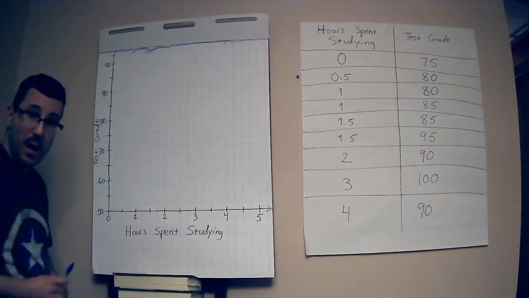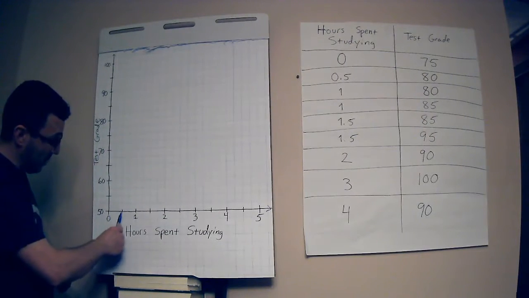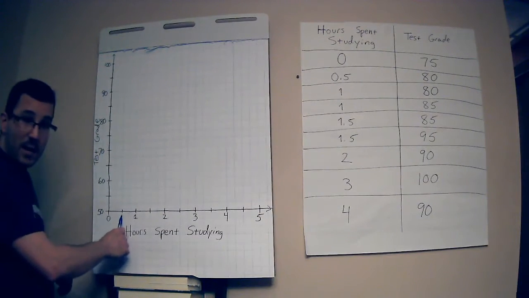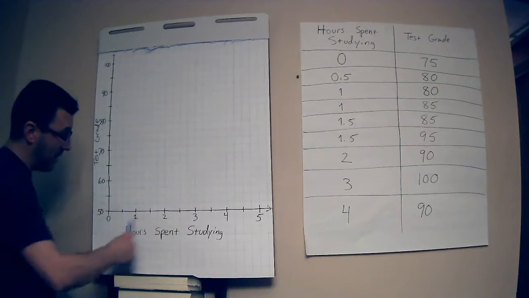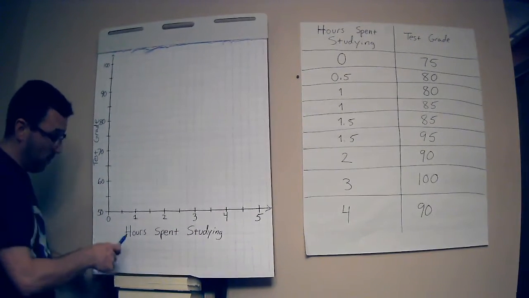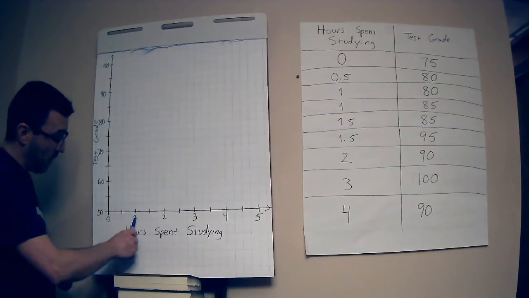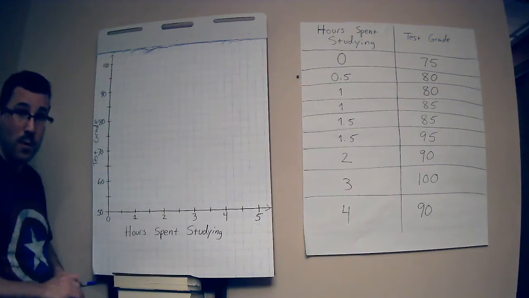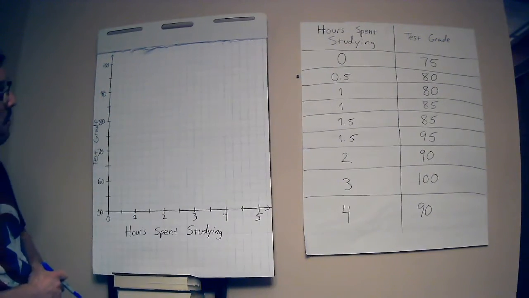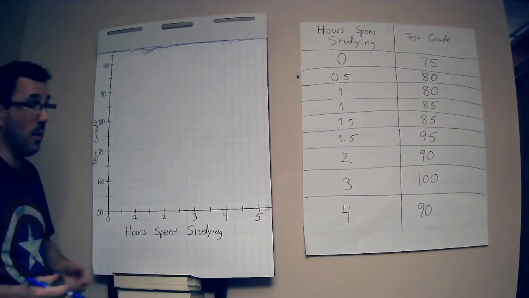Along the bottom is hours spent studying. Again, I'm giving a little bit of room. Each dash along here, along the x-axis, is a half hour. So this is half an hour, 1 hour, 1.5, and so on. So what we're going to do is we're going to look and we're going to just start doing our thing.